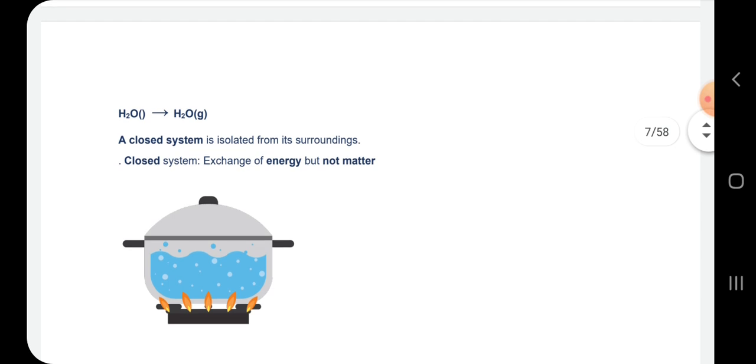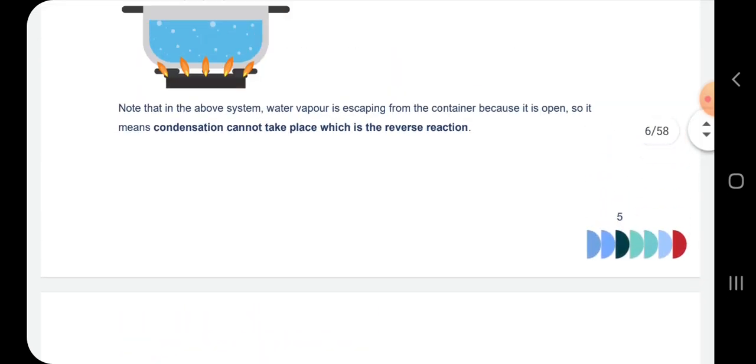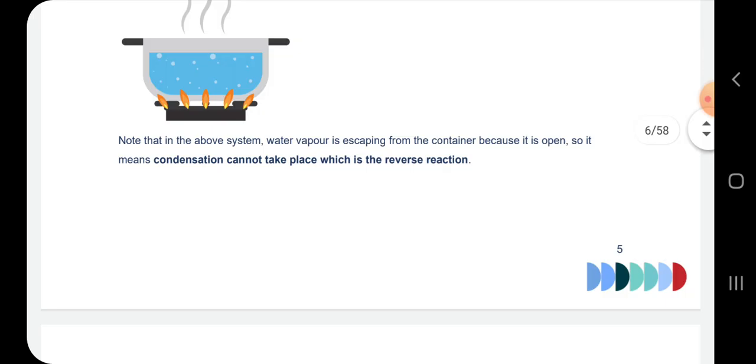So H2O, it becomes H2O. So there's no condensation in an open system, guys. So in an open system, there's no reverse reaction, okay? Keep that in mind. Open system, no reverse reaction.